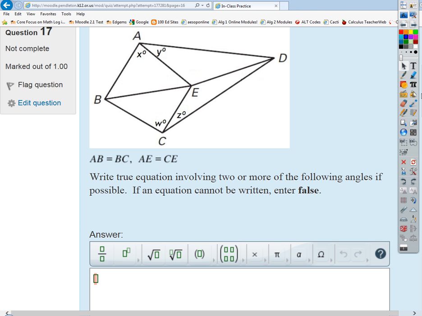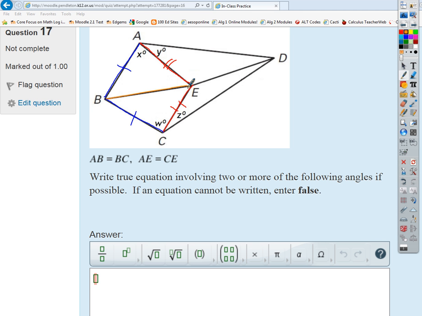Okay, what about this? So what do they tell us here? AB is equal to BC, so let's make those blue, right? So those sides are congruent. AE is equal to CE, so those sides are congruent. All right, so what does that tell us about the rubber bands then? What do we know? They share the same rubber band, don't they? Right? Everybody see that?